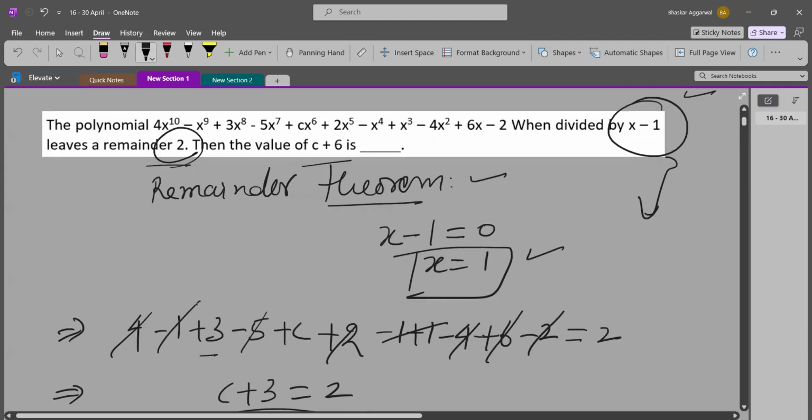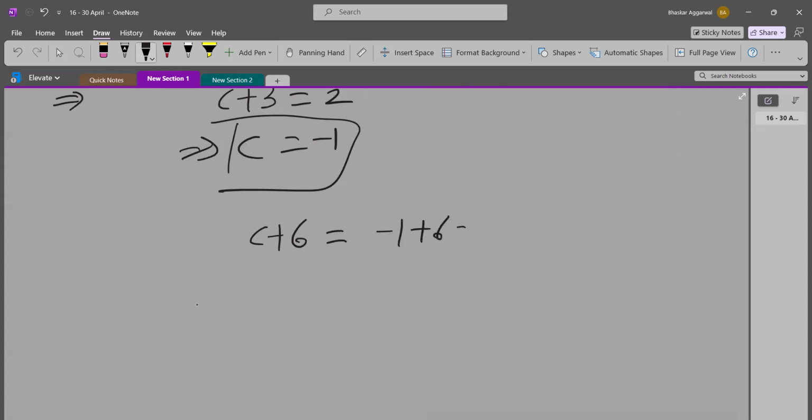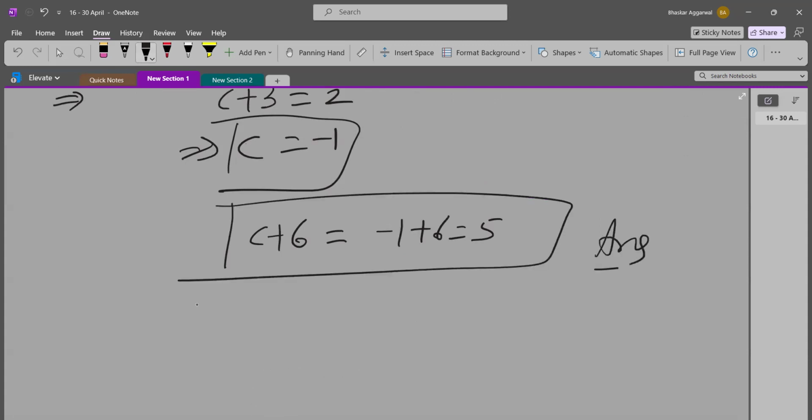So we need to find the value of c plus 6. c plus 6 will be minus 1 plus 6, which is 5. So c plus 6 is equal to 5. That will be the final answer.